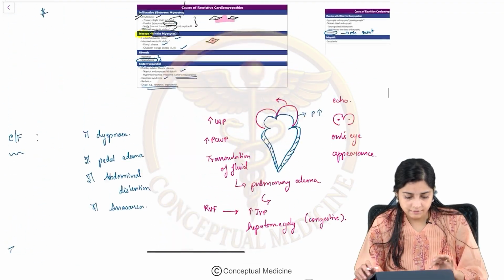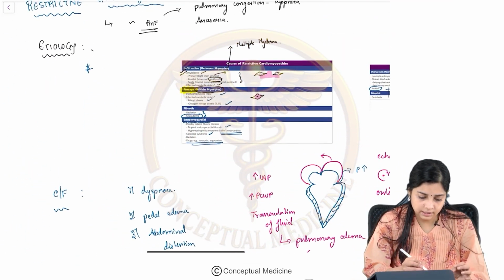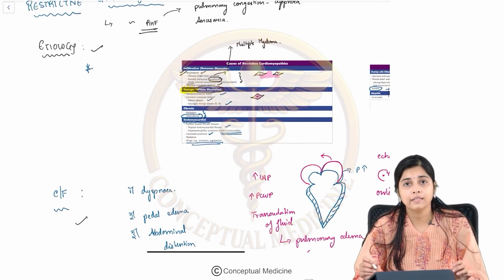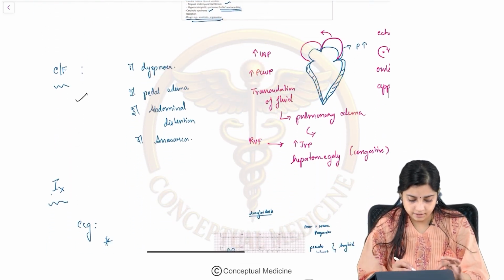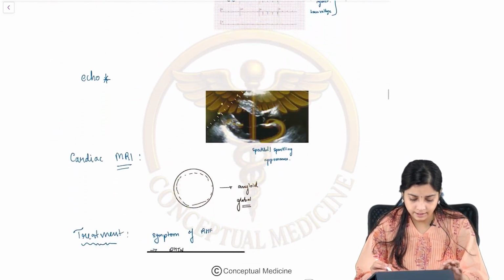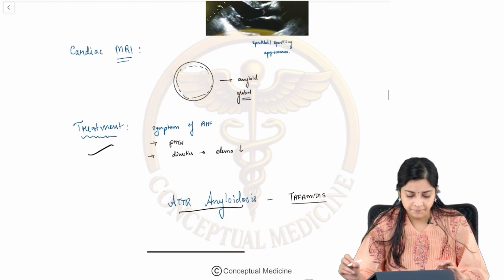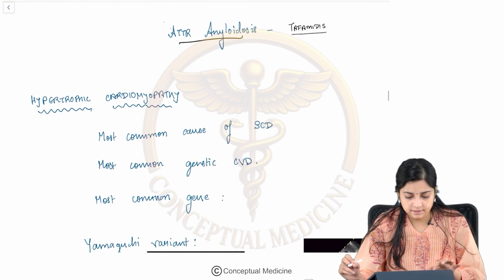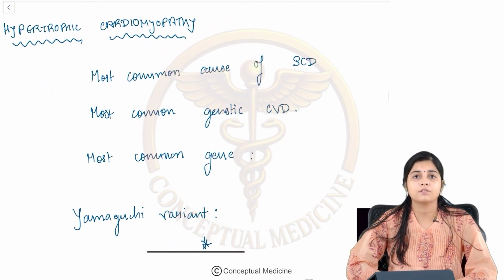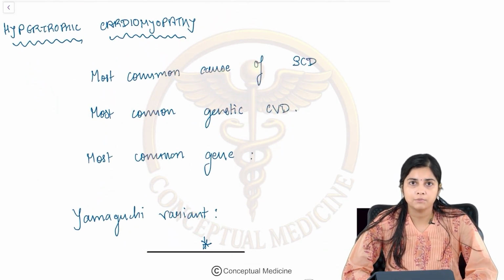Fine. So what all have we learned? We have learned about the etiology, the various clinical features, and how to investigate and treat restrictive cardiomyopathy. Okay. Now let's move on to the next type of cardiomyopathy, which is hypertrophic cardiomyopathy.